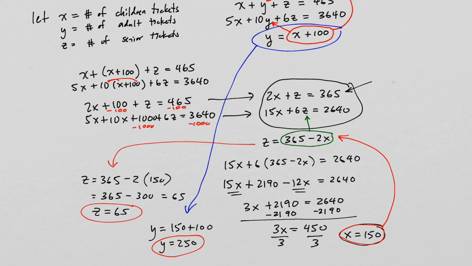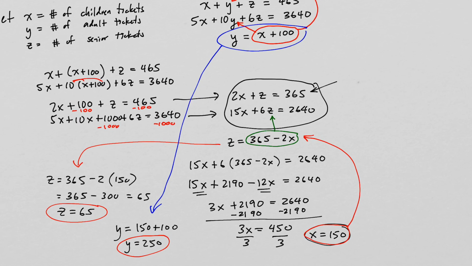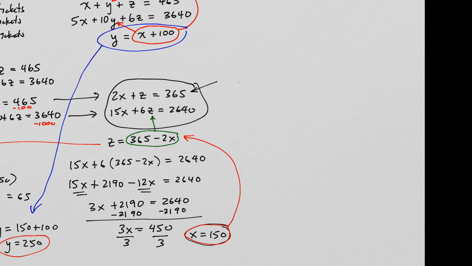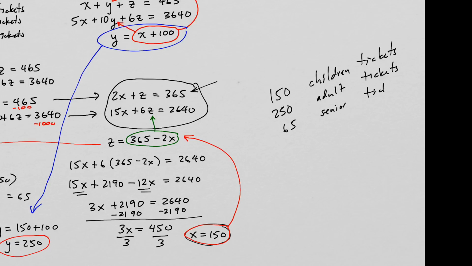And so now we have our solution. Now our solution should not be listed as an ordered triple. It should be stated as a solution to a problem. So the solution is 150 children tickets, 250 adult tickets, and 65 senior tickets.